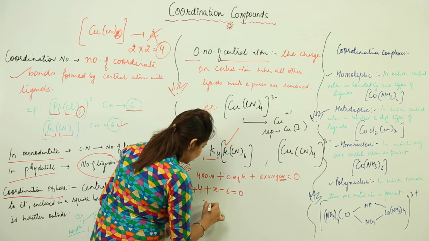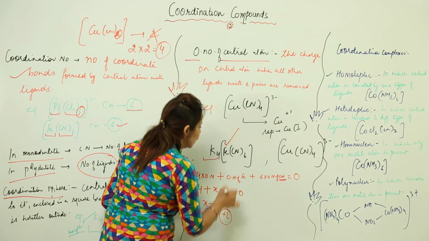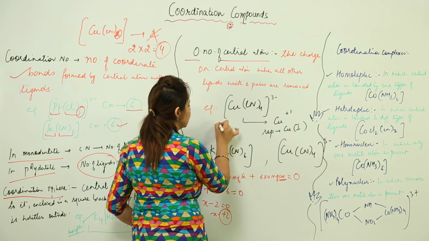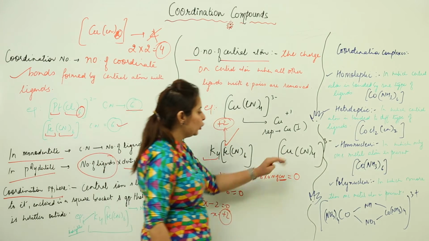So what do you get? You get X minus 2 is equal to 0, or X is equal to +2. So here the oxidation state of iron, that is of the central metal atom, is +2. Likewise, you can find it for copper also.